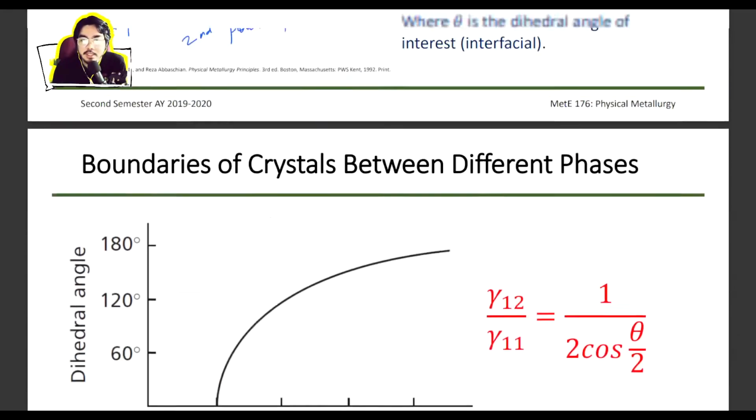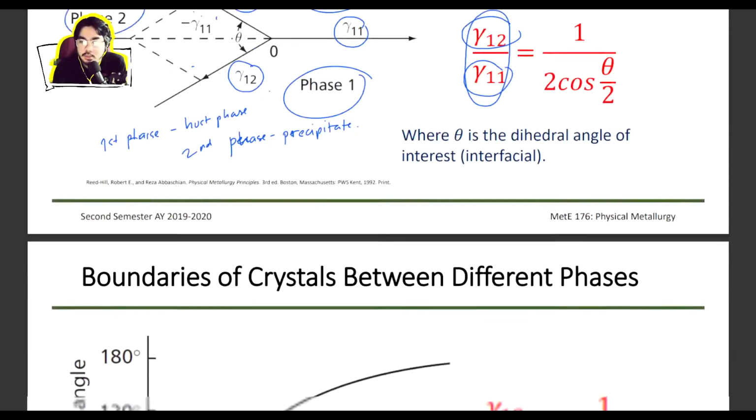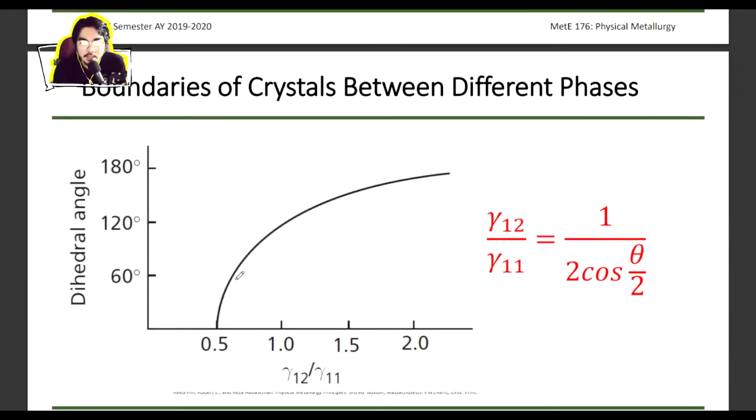So, parang ganyan. If we try to graph this, you will notice that the graph will look something like this, no? This is the ratio between sigma 1,2 and sigma 1,1. So if you have a lower ratio, meaning that sigma 1,2 is lower than sigma 1,1, so this line right here, anything below that, you actually produce a dihedral angle that is lower than 120 degrees, which is the equilibrium. Ito kasi yung equilibrium natin.